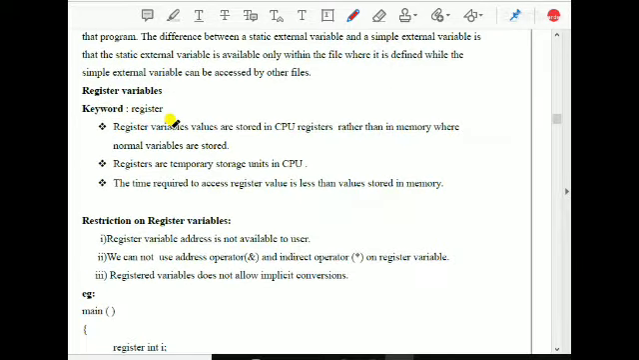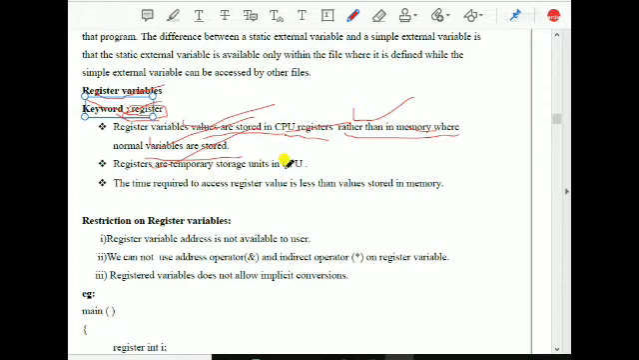After static we use the register variable, the register keyword. Register variable values are stored in the CPU rather than in memory, where a normal variable is stored. See, in viva they can also ask which variable is stored in the CPU, not in memory. So you can say the register variable. Its name only you can easily write is register, meaning it is stored in the CPU, not in memory. Write this first point.